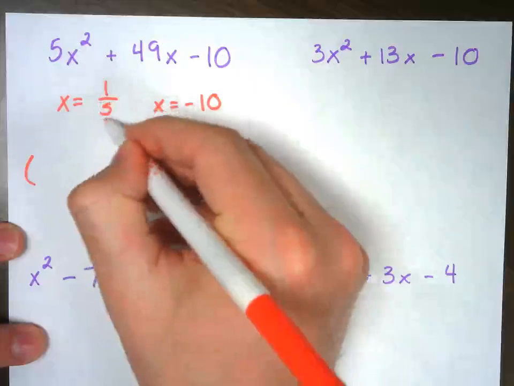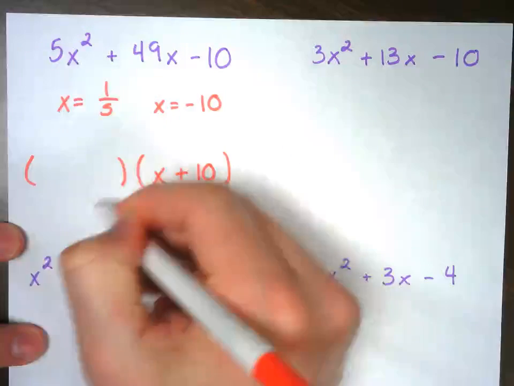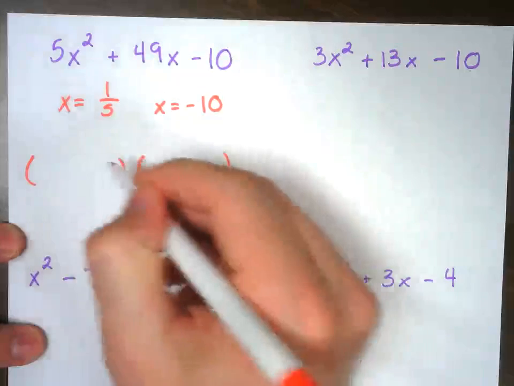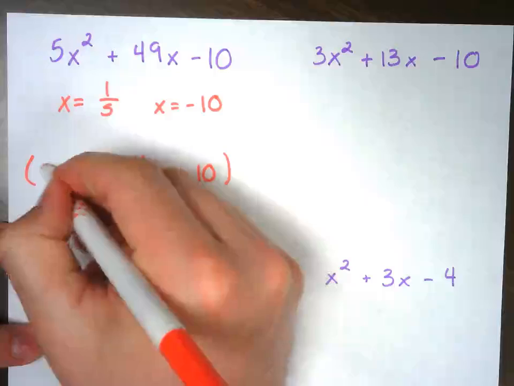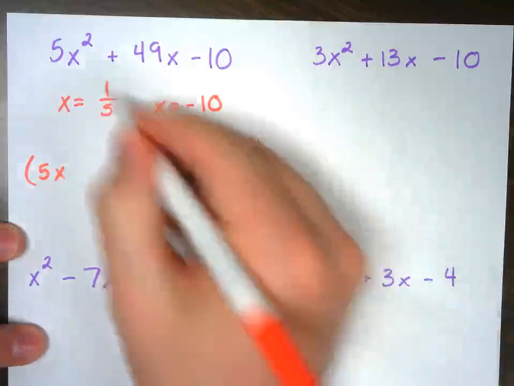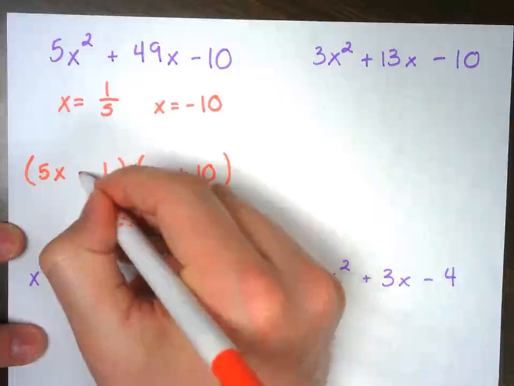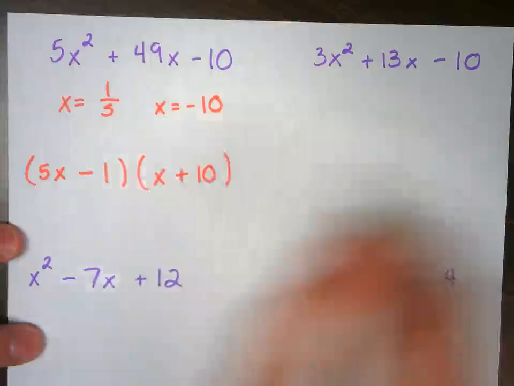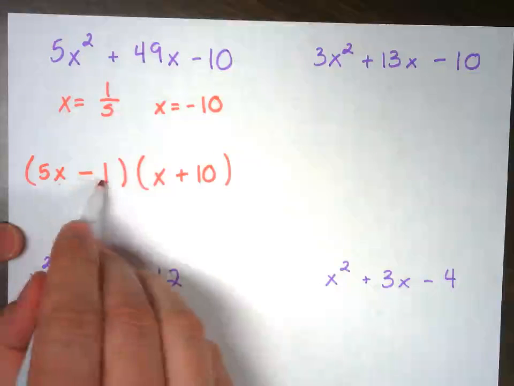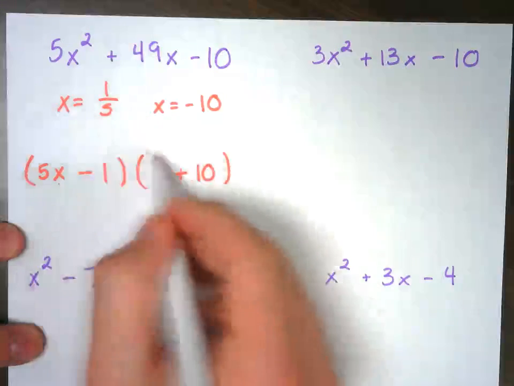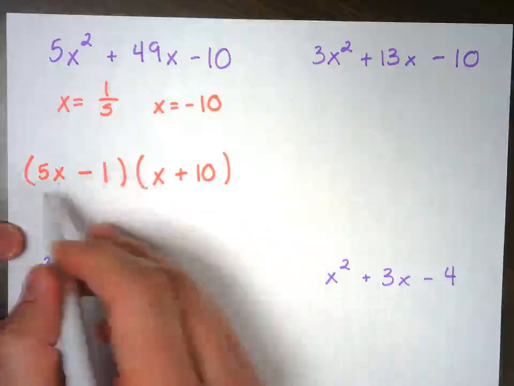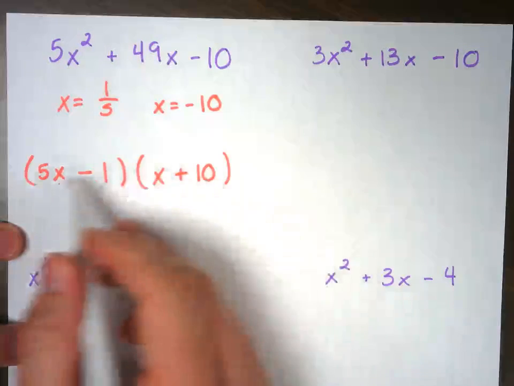If you have a fraction, you move that bottom number to the front. So what I mean by that is that 5 will move to the front and become 5x, and then the 1 just comes down. Now that's a positive, so our answer is going to be negative. So it would be 5x minus 1, x plus 10. These are our factors. So you got to keep that in mind. This is what we're looking for, our factors.